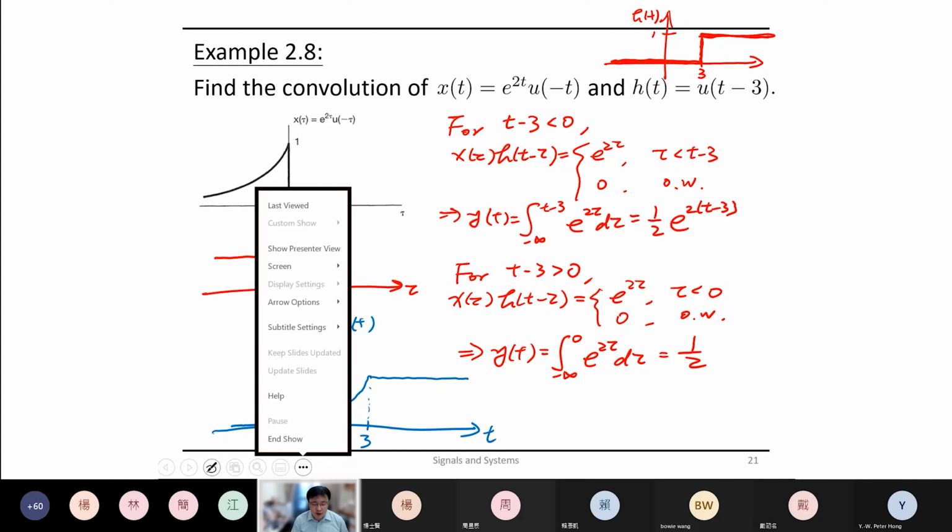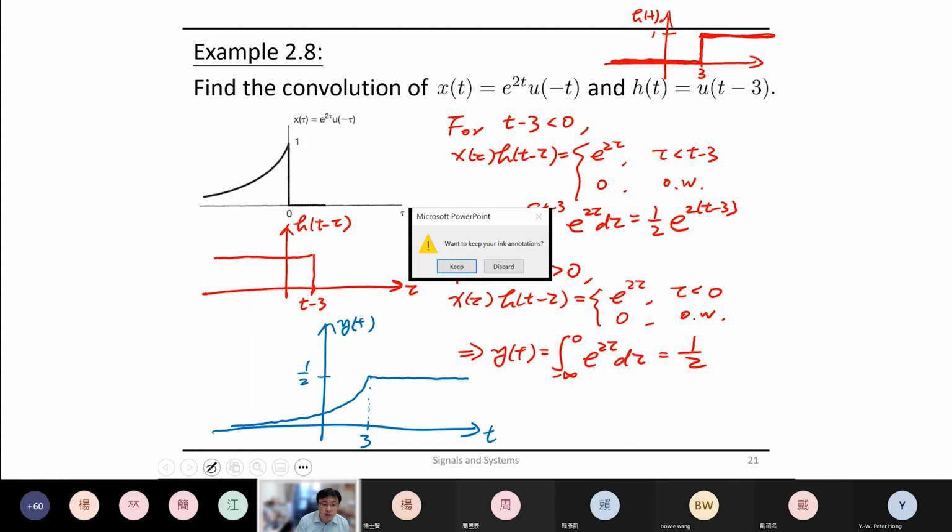So if this is not the first time that you have encountered convolution, we can maybe go faster here. Okay, let me switch to the next set of slides.